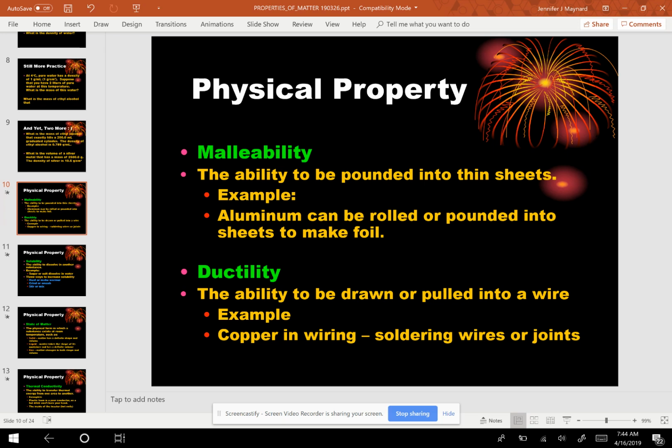Ductility. You can kind of think of the ducts in your house that run the air conditioner. They're big tubes, except these are much smaller because they're wires. So it's a metal's ability to be drawn or pulled into a wire. So for example, you have copper wiring. Anything that's in a wire, the ability to do that is unique to metals, and it's a physical property of metals.